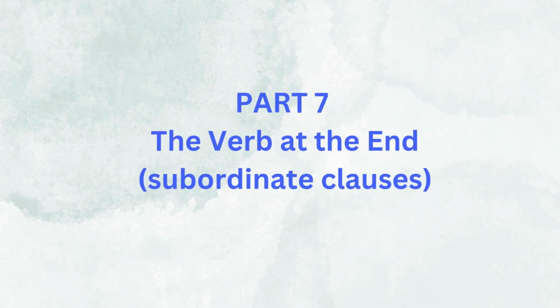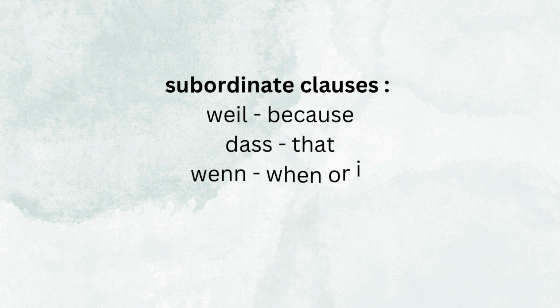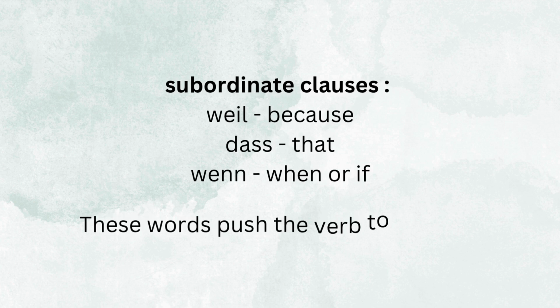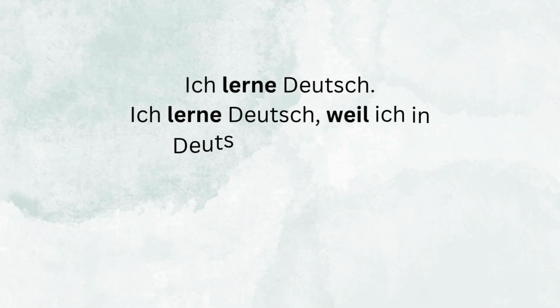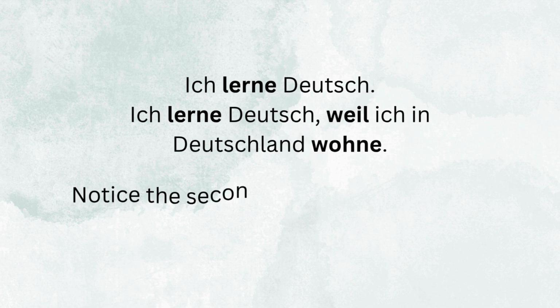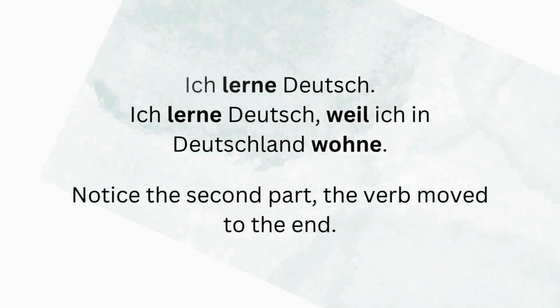Now let's look at subordinate clauses. Don't worry, this sounds more complicated than it really is. Words like weil, because; dass, that; wenn, when or if. These words push the verb to the end. Example. Ich lerne Deutsch. Normal sentence. Now, Ich lerne Deutsch, weil ich in Deutschland wohne. Notice the second part, weil ich in Deutschland wohne. The verb moved to the end.